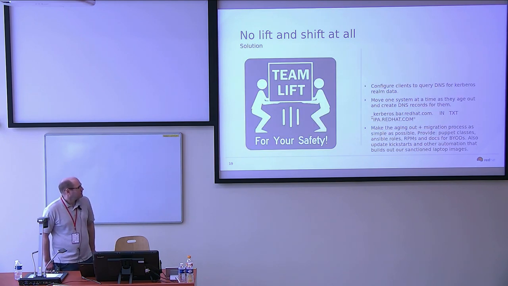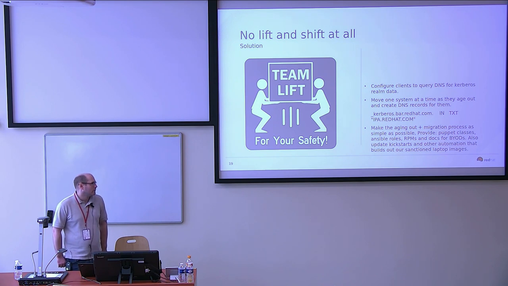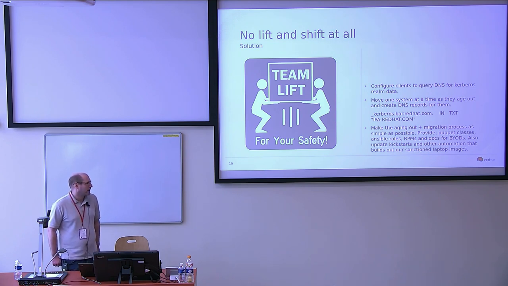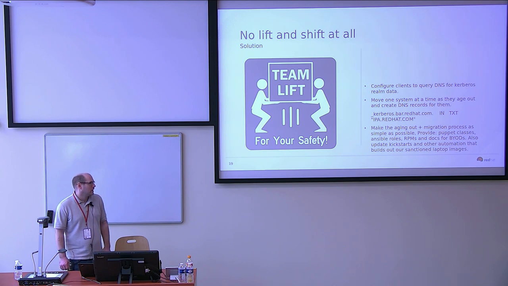And this is basically the statement of what's happening here, what I just went over. We have to move one system at a time as they age out and create DNS text records that basically point this guy at the IPA realm instead. And we're doing that as things age out. We're also making things as simple as possible so that when they do age out, people will be able to migrate to IDM and hopefully not complain a whole lot. So we're creating Puppet classes, Ansible roles, RPMs, and docs for bring your own devices. We're also updating kickstarts and other automations that our desktop team uses to spin up the corporate laptops.